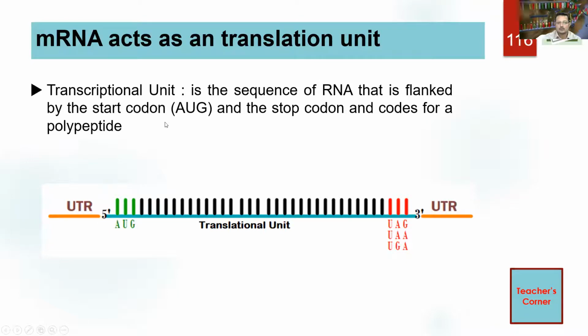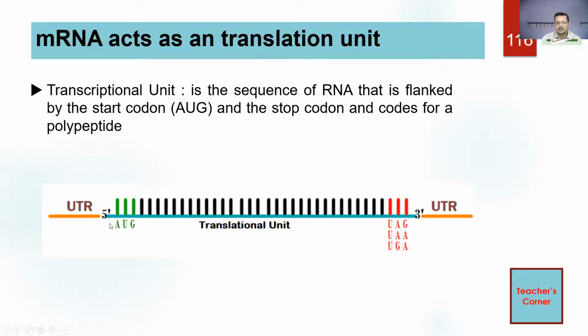So the RNA that was being formed is flanked by a start codon AUG and a stop codon. Stop codons, as you remember, are UAG, UAA, and UGA. Very important, you should remember. I gave a simple code for you to remember: Ullu Aya Gaya, Ullu Aya Aya, or Ullu Gaya Aya. So these are the 3 codons.